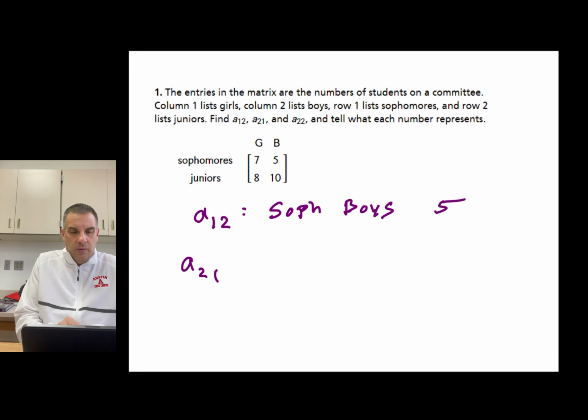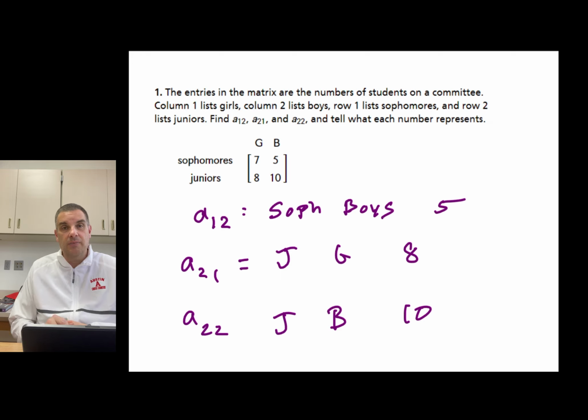A21 represents junior girls, and there are 8 of them. And A22 represents junior boys, and there are 10 of them. So we need to be able to name those different elements within each of the matrices.